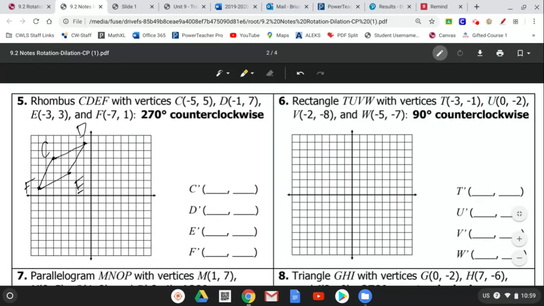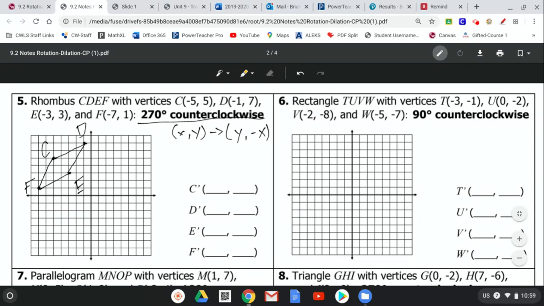All right, guys. So for number 5 here, what we have is a rhombus, and it's being rotated 270 degrees counterclockwise. So our rule for rotations of 270 degrees counterclockwise is we take the generic x comma y and we change it to y comma -x. So we're taking that y coordinate, putting it in the first position, and putting our x coordinate in the second position and changing the sign.